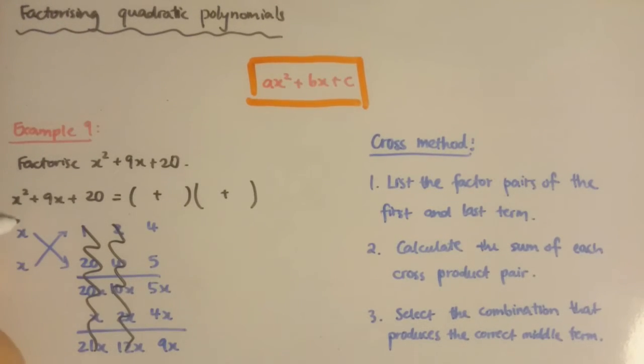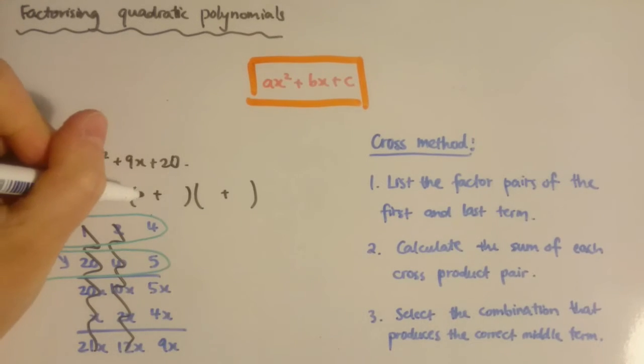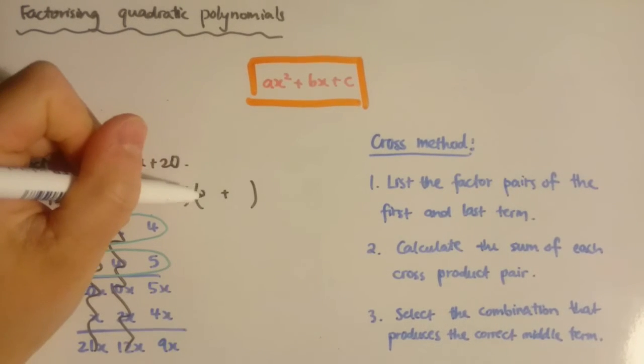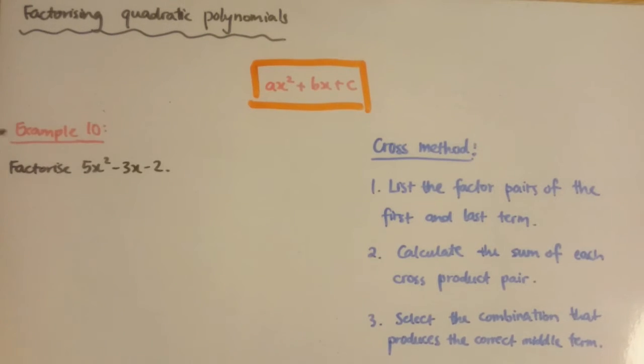So I'm going to go through and circle these pairs. X and 4 go together, x and 5 go together. And then once I've done that, I can just write them into our brackets.